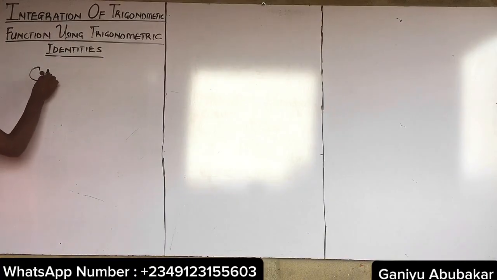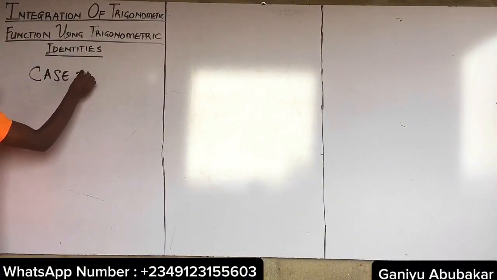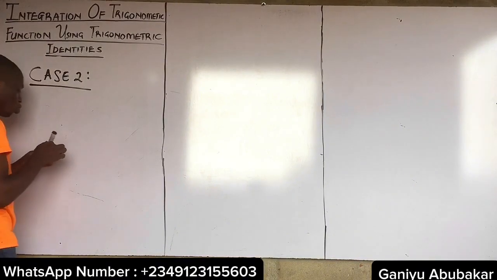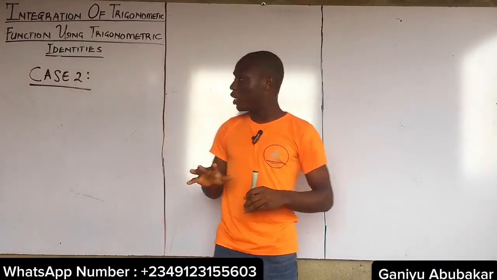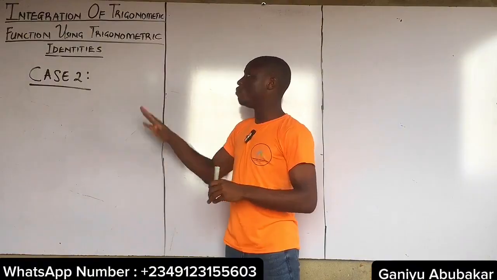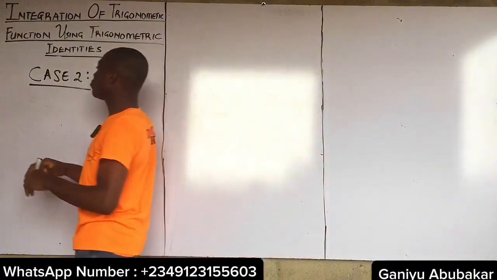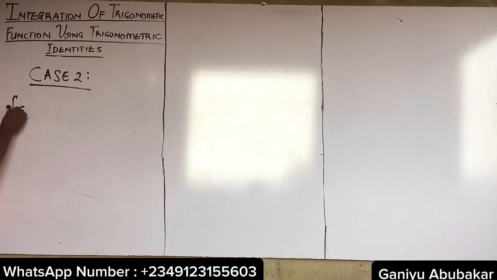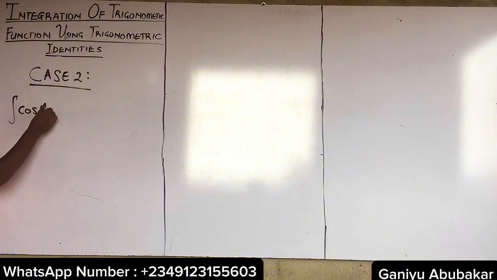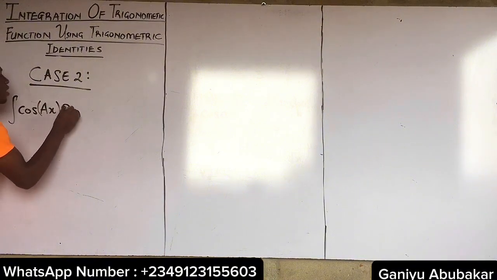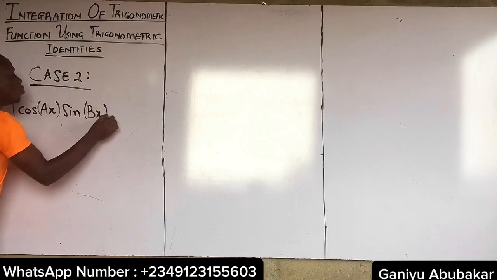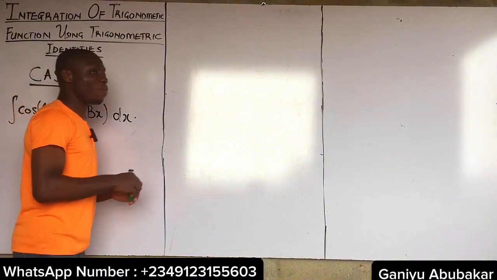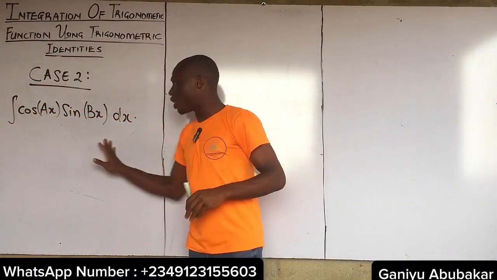What's the concept behind case 2? All right, I'll give you the integration of this case 2 form. The form becomes, if I have the integral of cos ax sine bx with respect to x. I'm taught to integrate something of this nature. So how do you solve a problem such as this?